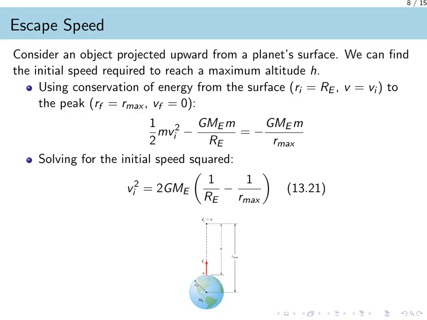The first equation on the slide simply states that the initial total energy equals the final total energy. On the left, we have the initial kinetic energy plus the initial potential energy. On the right, we have only the final potential energy, because the final kinetic energy is 0. When we solve this for the initial speed squared, we arrive at equation 13.21. Notice that the mass of the launched object, little m, cancels out during the derivation. This powerful result connects the required launch speed directly to the desired maximum altitude, independent of the object's own mass.